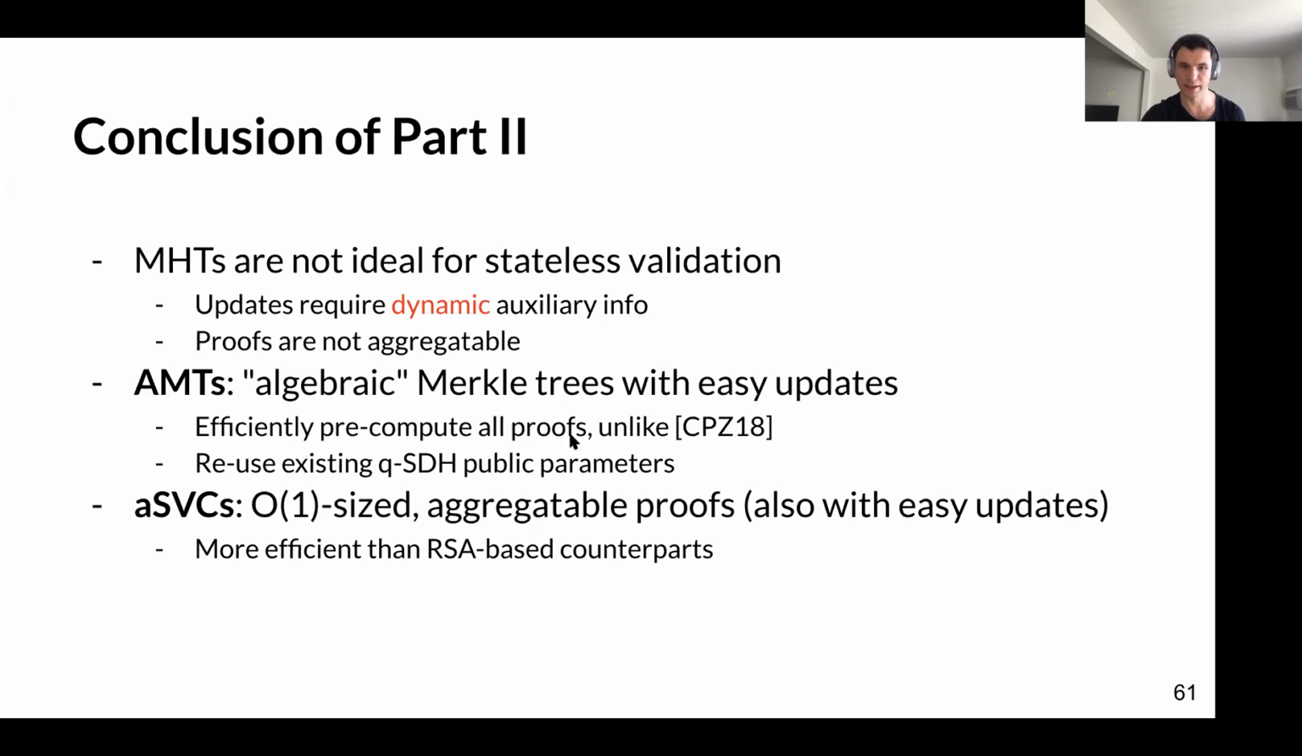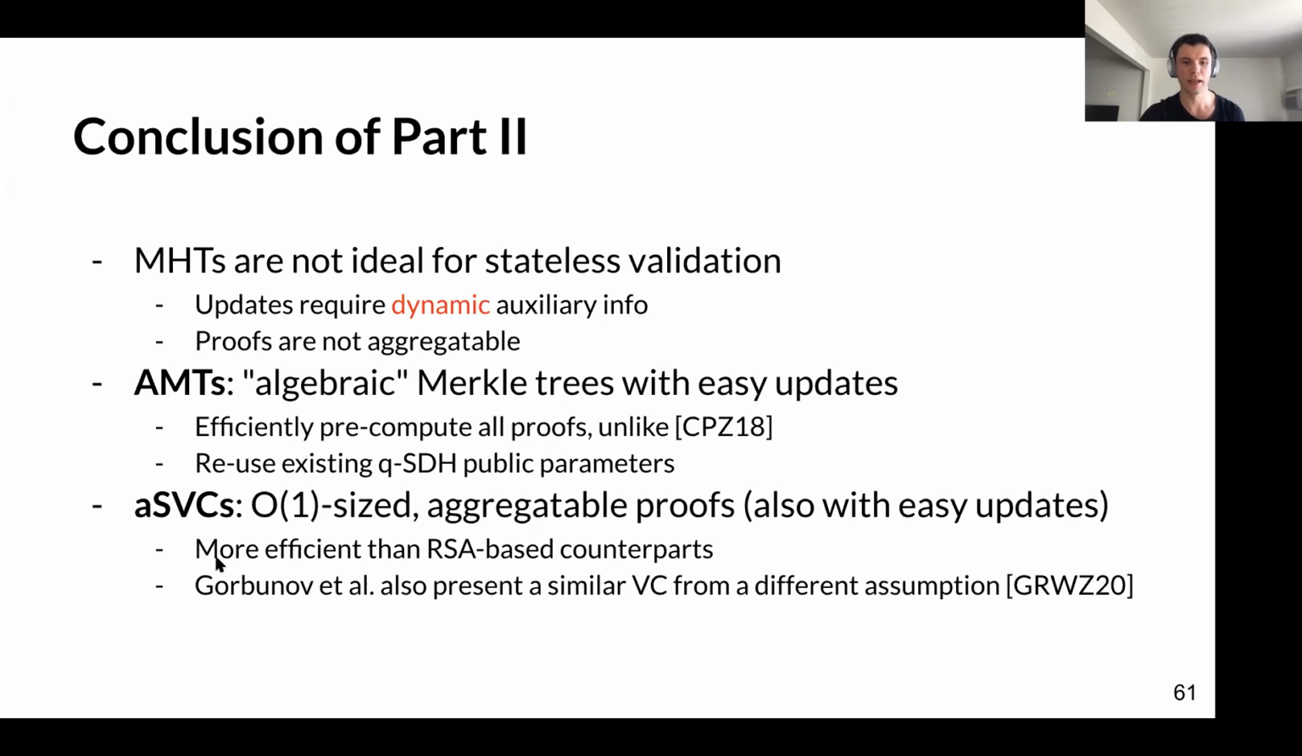And this is more efficient than the RSA-based versions of the scheme. And I also want to say that there's some other similar work that builds VCs from bilinear pairings from different assumptions. The point proof paper by Gorbunov et al. in the newest CCS. So please check that out as well. And you can see our paper for how we compare to their construction.